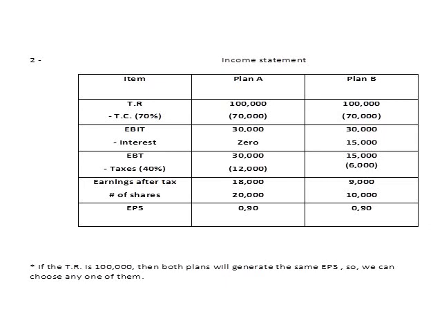In the second situation we are going to make the income statement for both plans. We are going to do the same steps like the previous slide by changing numbers, which means the total revenue here is equal to $100,000 in both plans. We are going to follow the same steps like the previous situation, and we are going to reach an earning per share of 0.9 in Plan A and 0.9 in Plan B, which means that the EPS is the same in both plans. So both plans will generate the same EPS, so we can choose any one of them.